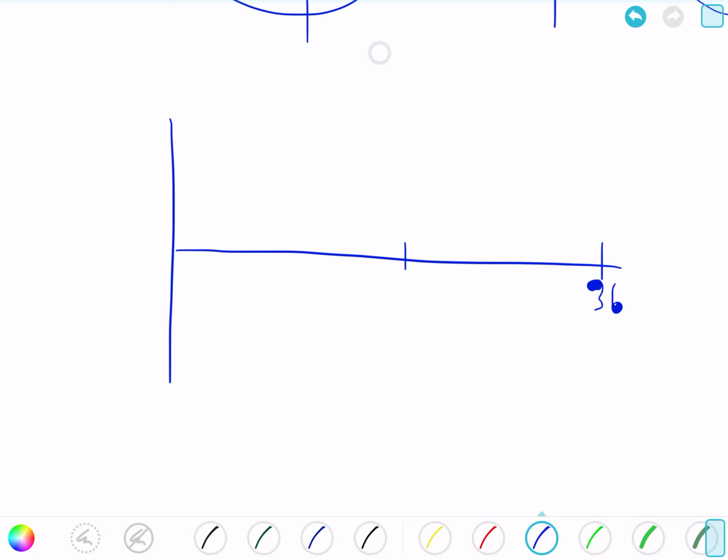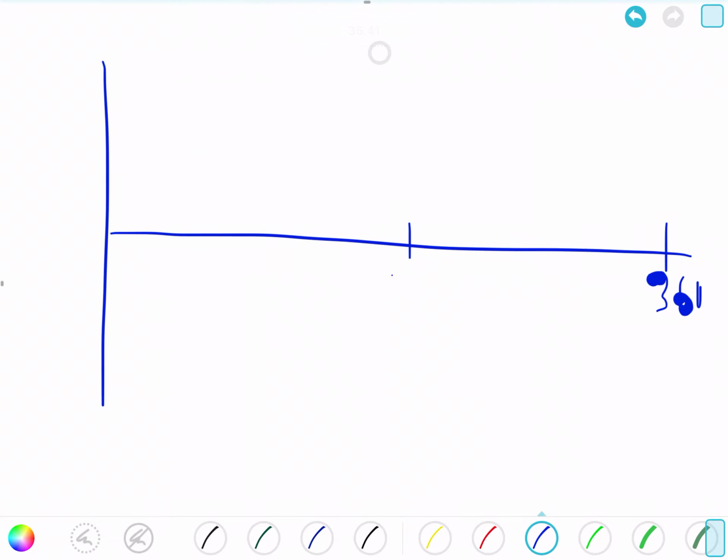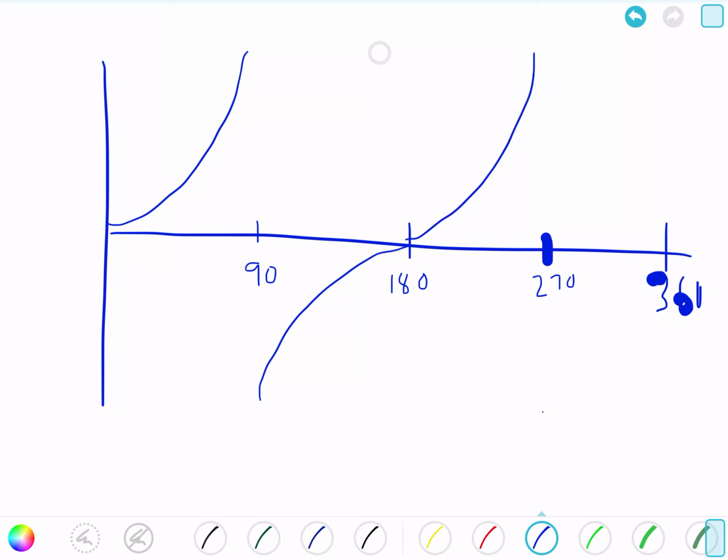You've got 360, 180, 90, so you put your axes in, 270. And what you do is you go up and then back to 0. And then you just repeat that. You just do the same thing again. And here you've got asymptotes. So that's a tan graph. Not a very good one, but it'll do.